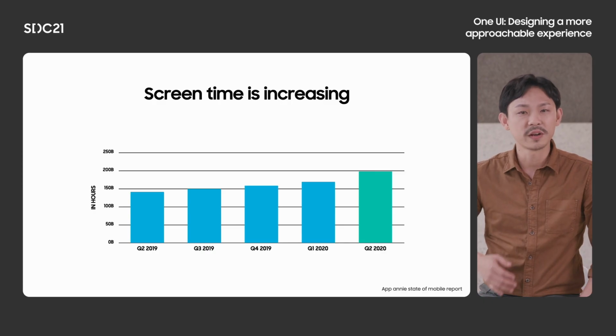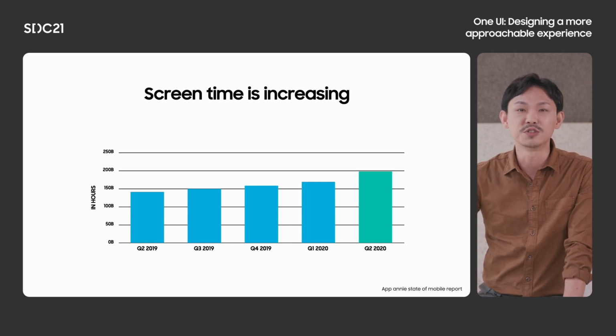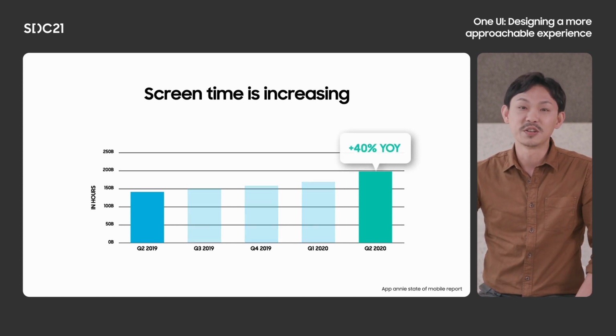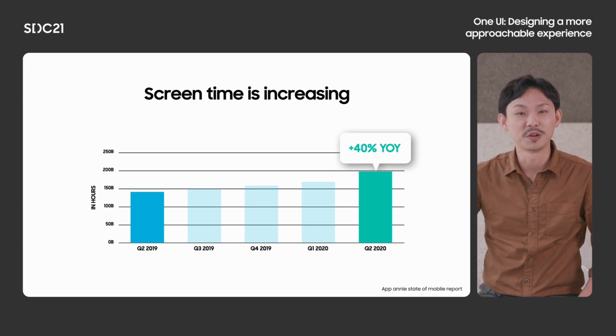Before we go any further to understand how and why animation and haptics became key tools, let's discuss 3 main factors that influenced our new interface design. The first factor is drastic increase in user screen time. In the second quarter of 2020, there was a 40% increase in user screen time from last year. As screen time increased, user screen fatigue also increased. That's why interface changes were necessary for user comfort.